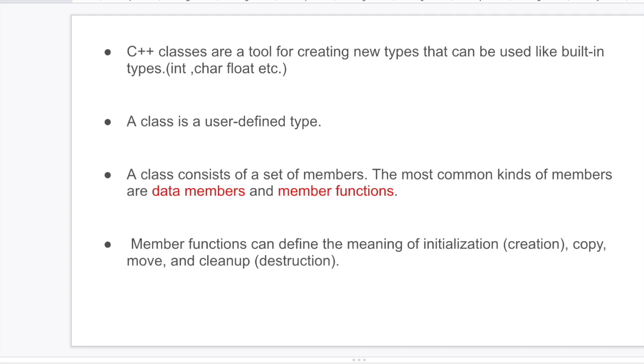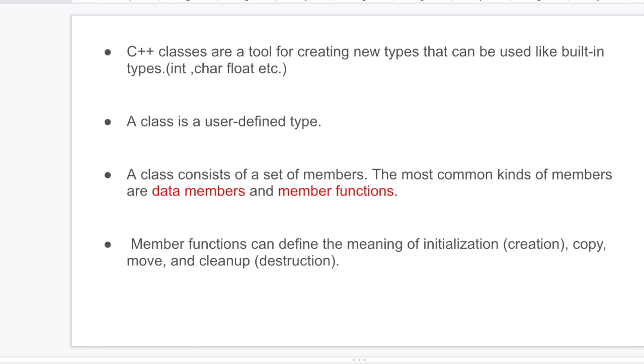So a class basically consists of two types of members. One is data members and another is member functions. Member functions are basically used to initialize, copy and clean up. Clean up is for destruction. Creation and destruction I'll be covering in subsequent videos, because it will not be possible to sum up in one video. The concept of classes is very extensive and it involves a lot of deeper concepts.